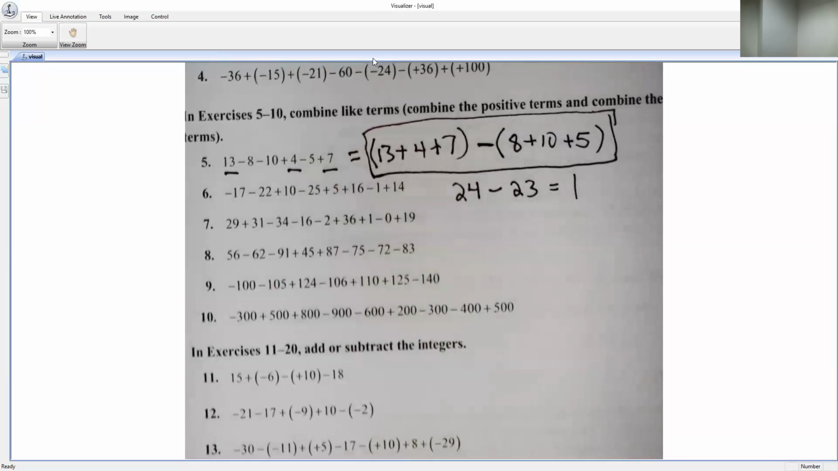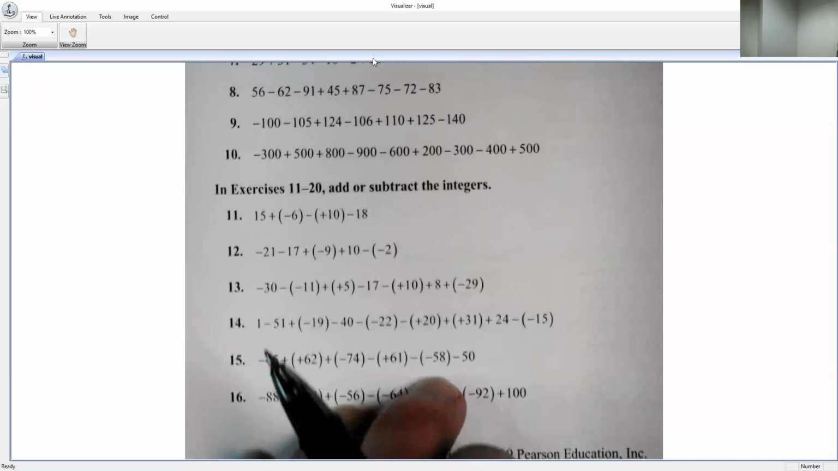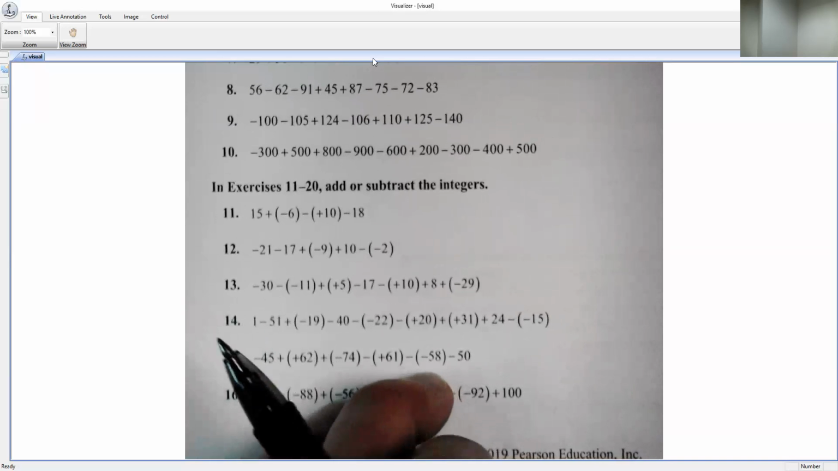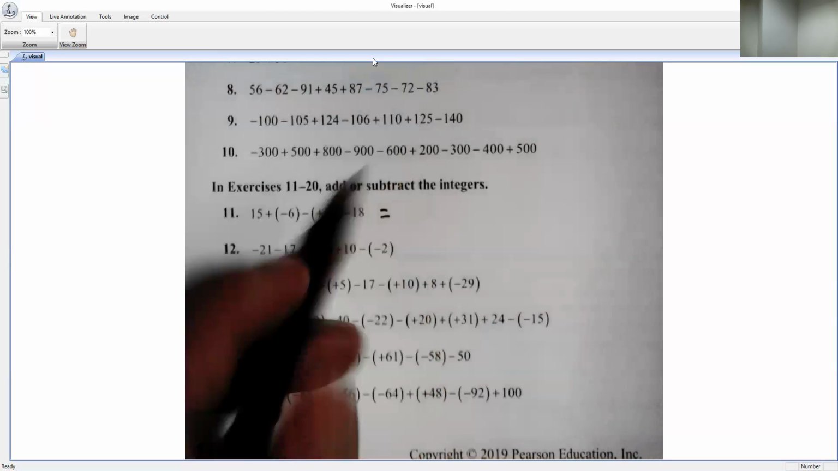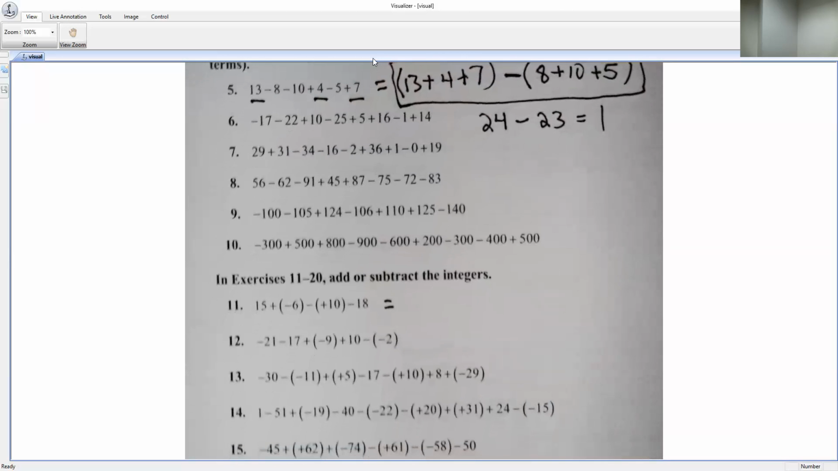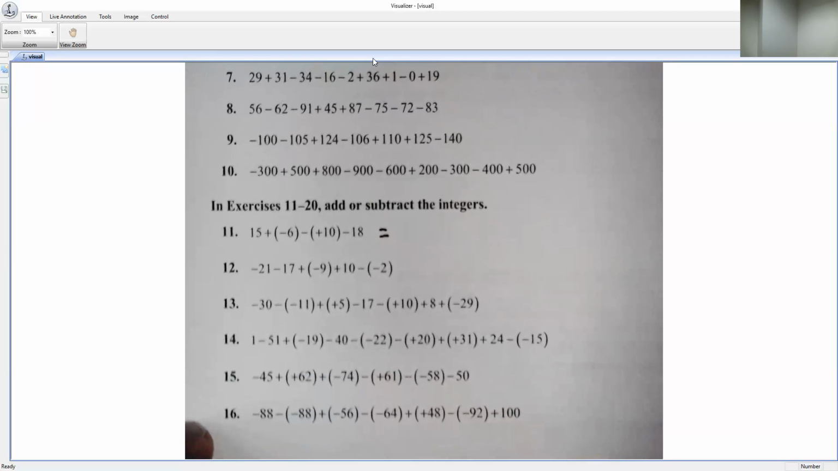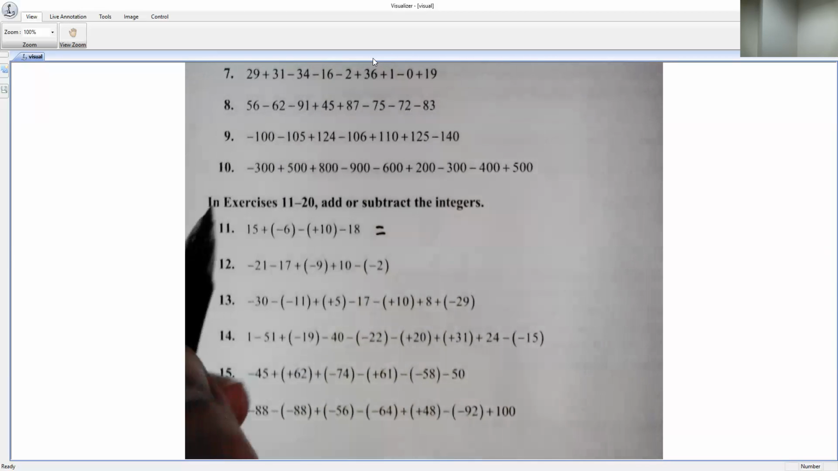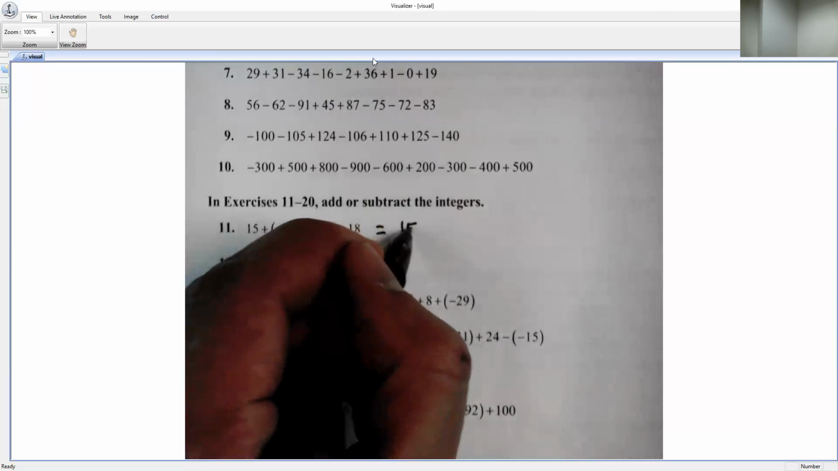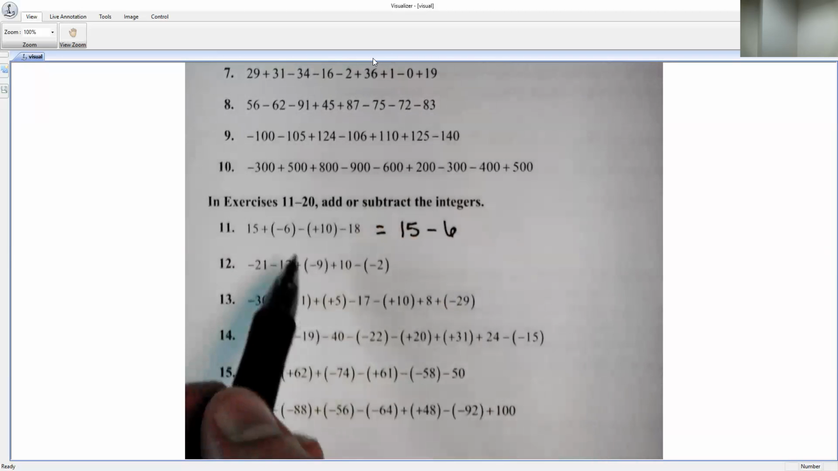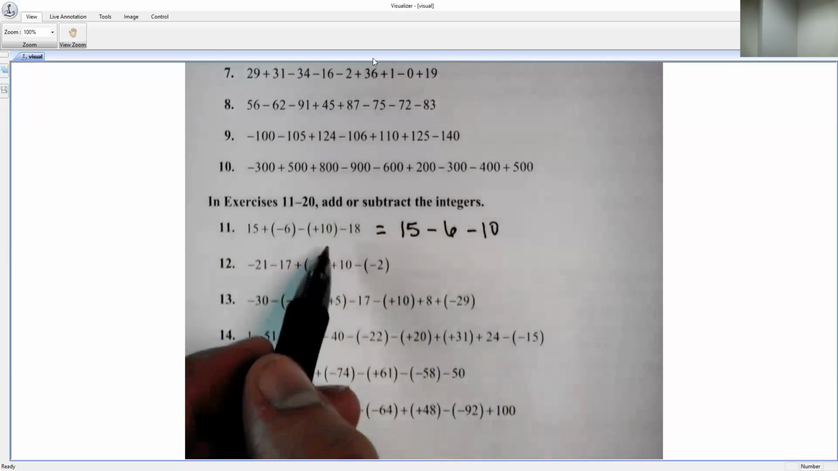Okay. Now in the last step, we're asked to add or subtract. So that means put them all together and find some final answer. So we can either use the method that we just used about grouping the positives with the negatives, like we did up here, and then that should work. Or we could just go left to right, which is what I like to do. So 15 plus negative 6, we can rewrite that as 15 minus 6. And then minus positive 10, we could write as minus 10. And then minus 18.